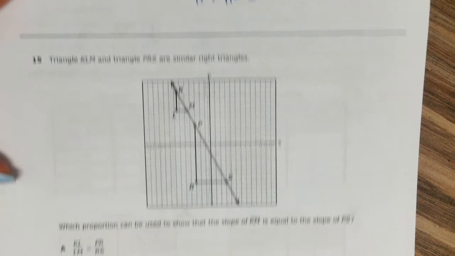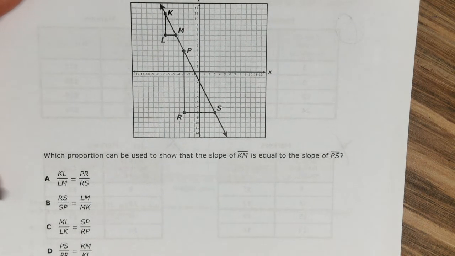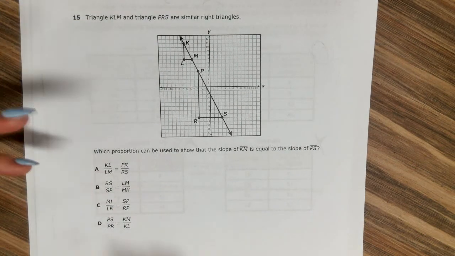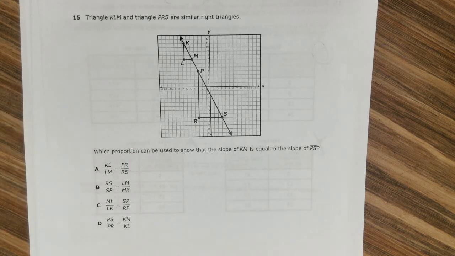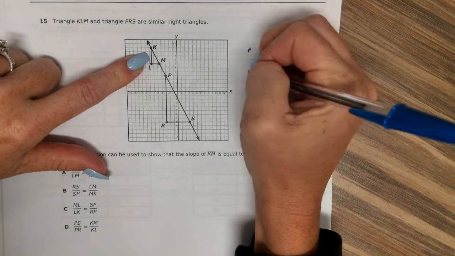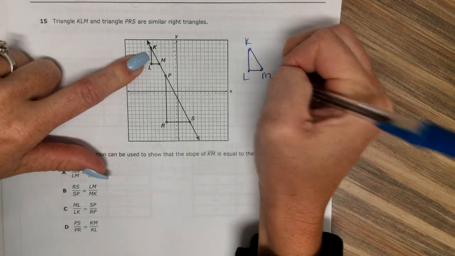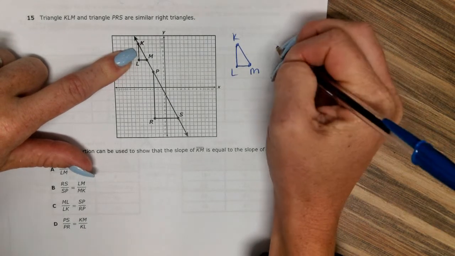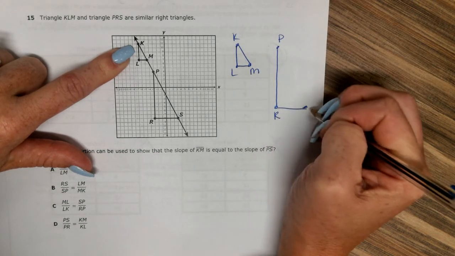All right, the next one. It was asking about the slopes of KM to PS, but I didn't like how they asked this, because the way it asked was a similar figure where you highlighted. Y'all remember how to highlight? So you would have had to redraw these on your paper. So if you missed it, go redraw it like this. And then label, this is going to be KLM. Go label it. And then this one's going to be PR and then S.